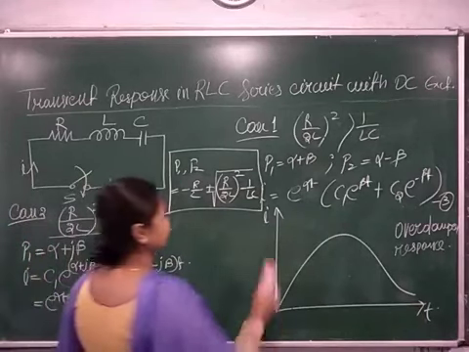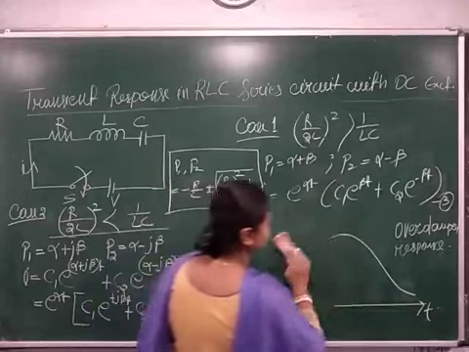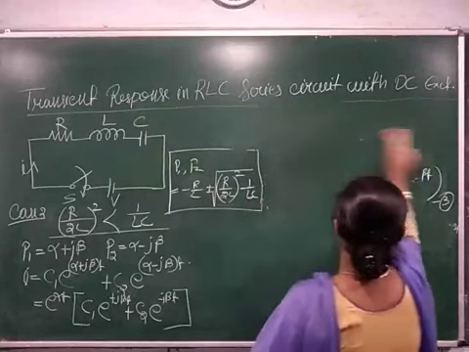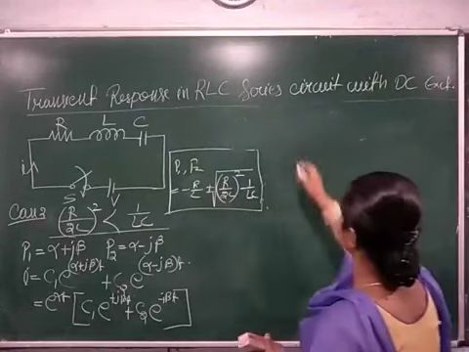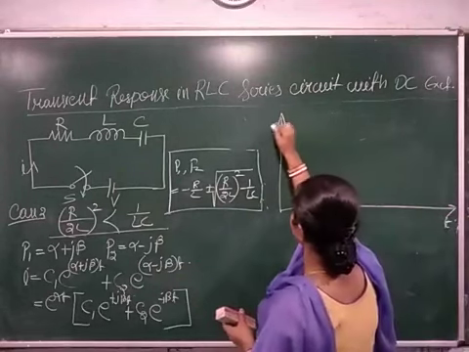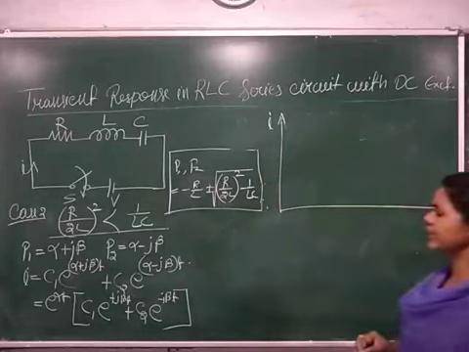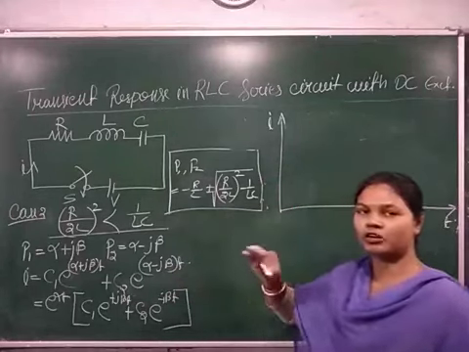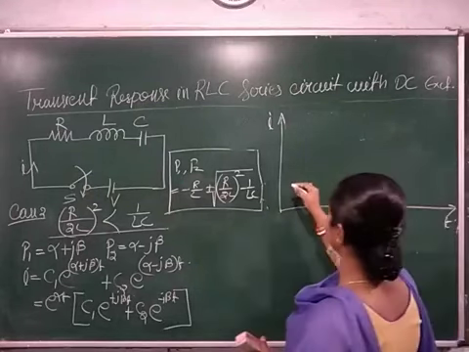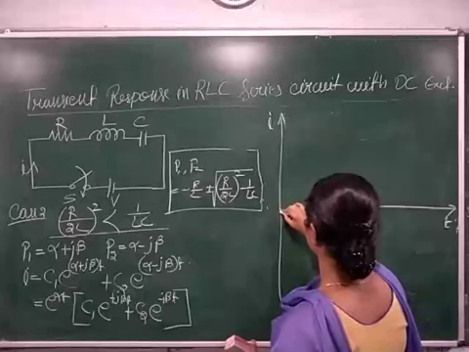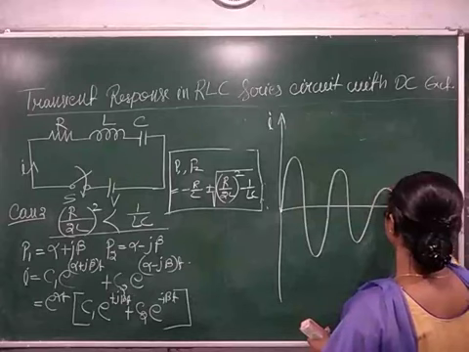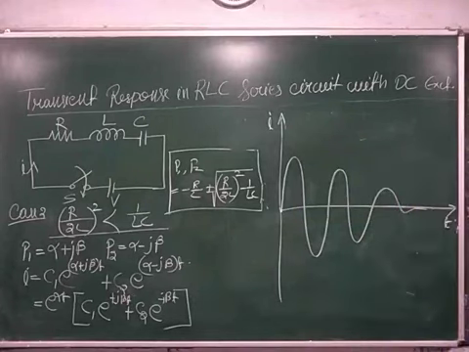And how do you get that current response or transient response for the RLC series circuit? Here I will draw it. Suppose on the x-axis you take the time and on the y-axis you take the current. So in this case, the nature of the output curve is the underdamped case. Means at the beginning you get oscillation and after some time you get the steady value.